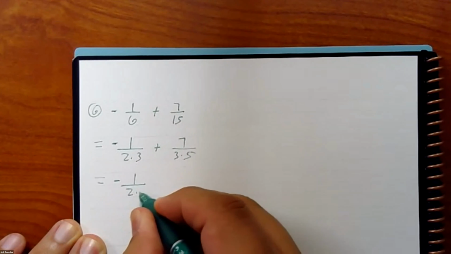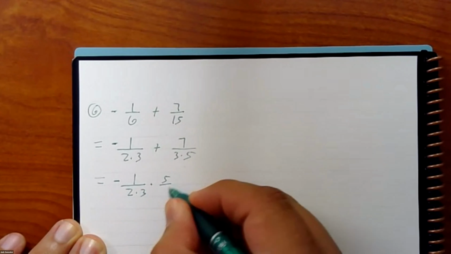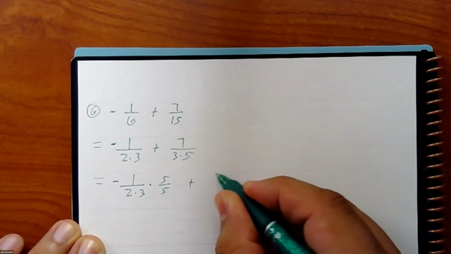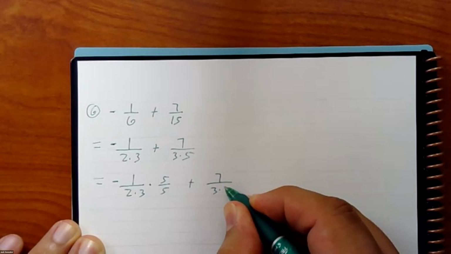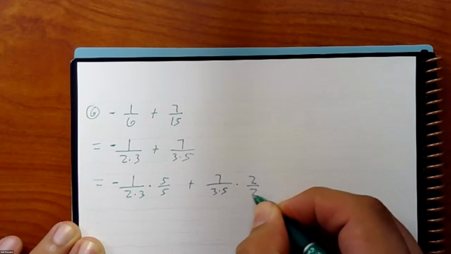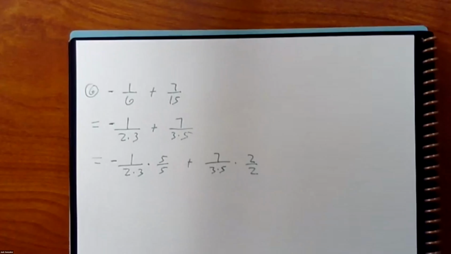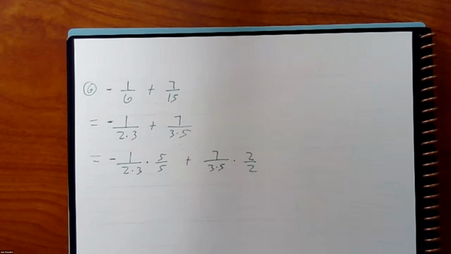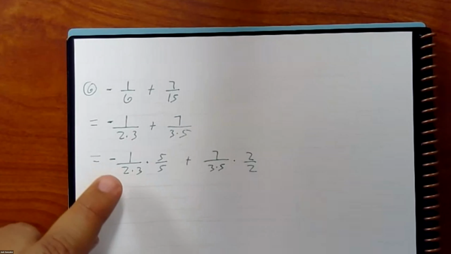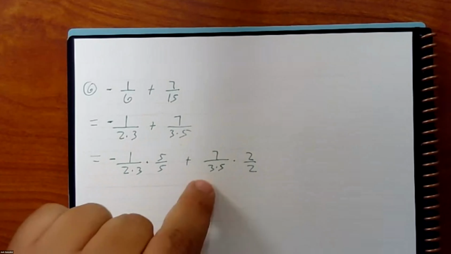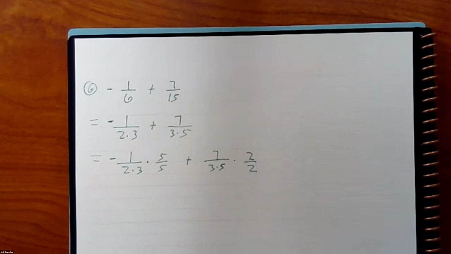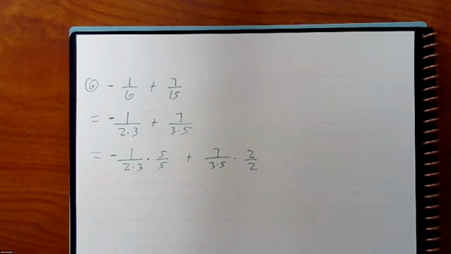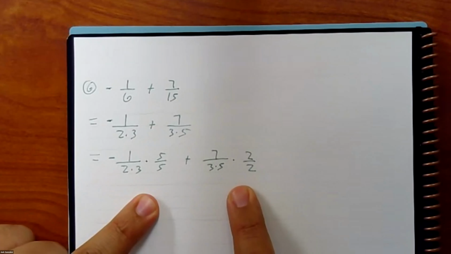This guy needs a 5. So put a 5. This one needs a 2. Now they have the same exact numbers, right? 2, 3, 5, 2, 3, 5. Which is, what is that? 30, right? Which we already knew. But if you didn't, you found it anyway. You see what I mean?